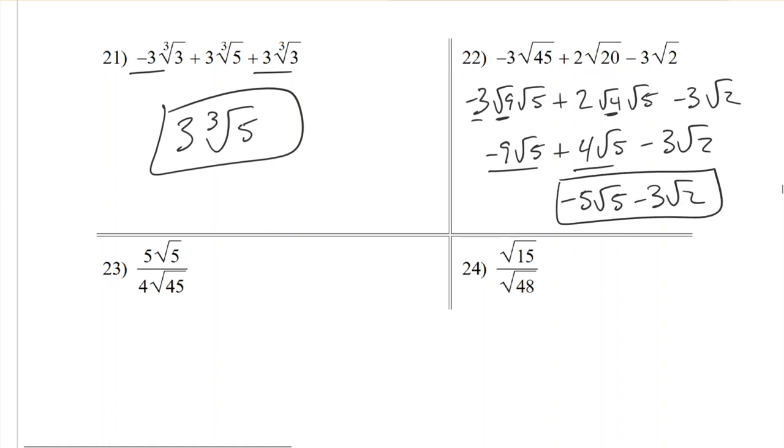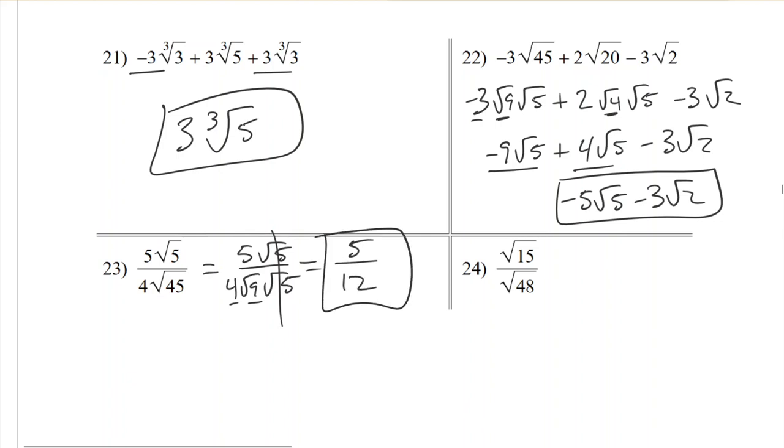Similar problem here, 5 square root of 5 over 4 square root of 9 square root of 5. What can I do? I can simplify it to 1, so this is 5 over 4 times 3 makes 12. Same thing here, square root of 15. 3 and 5. I don't think I have anything, but we'll see if we can simplify it later. Square root of 48. So that's square root of 15. We'll figure out once we do 48.